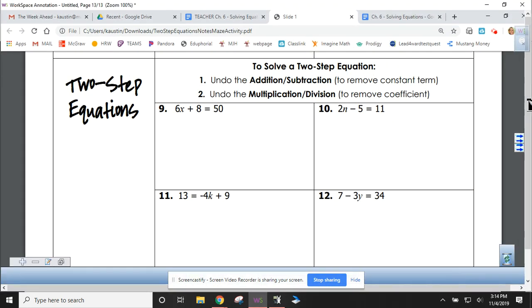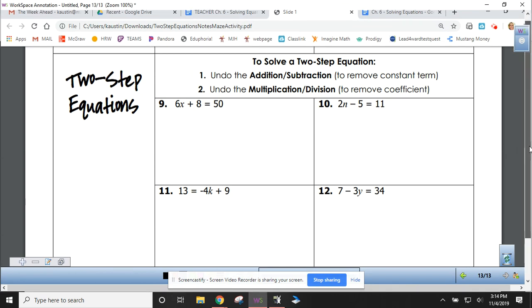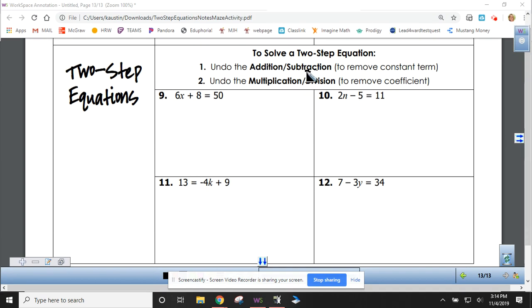Okay, two-step equations, it's the same process, it's just that you have more than one step. The first thing you want to do is add or subtract. You're trying to get your variable alone, but you're trying to move all your constants. The constant is the non-variable. It doesn't have a variable letter next to it.